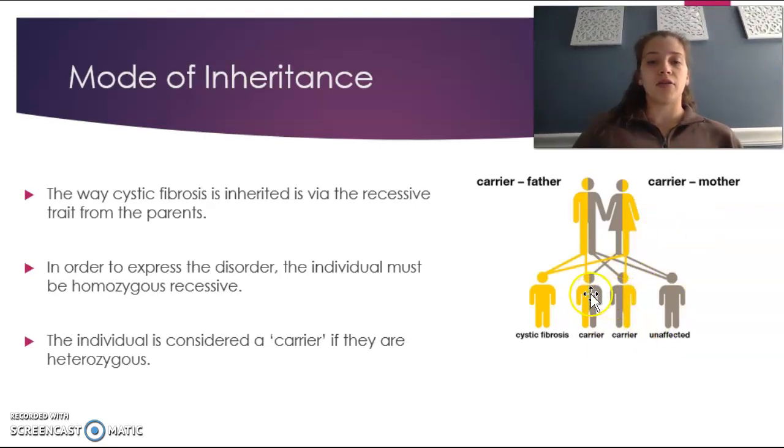The second and third child both get 1 recessive and 1 dominant, which means they are both carriers, but they will not express the trait because they have that dominant allele that masks the recessive. And then the last child will receive the recessive from father and recessive from mother, and this makes it homozygous recessive, which will express the cystic fibrosis trait and it will be afflicted with the disorder.